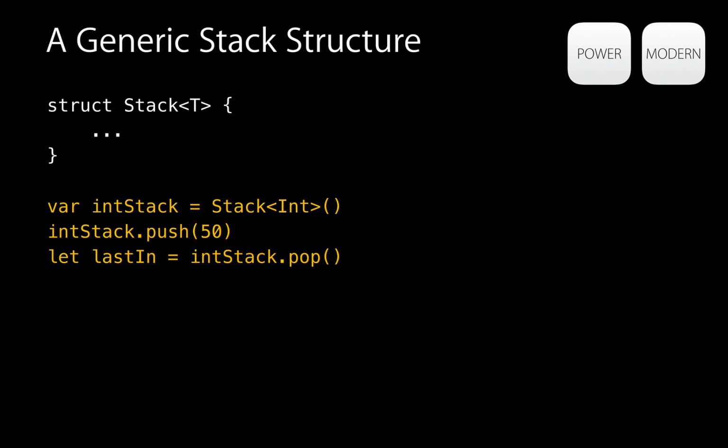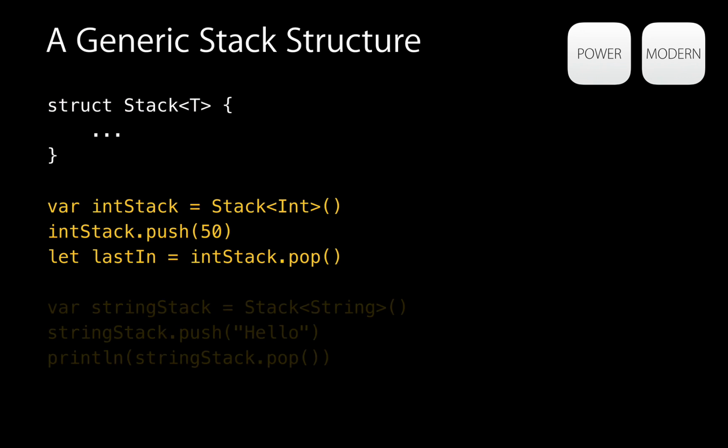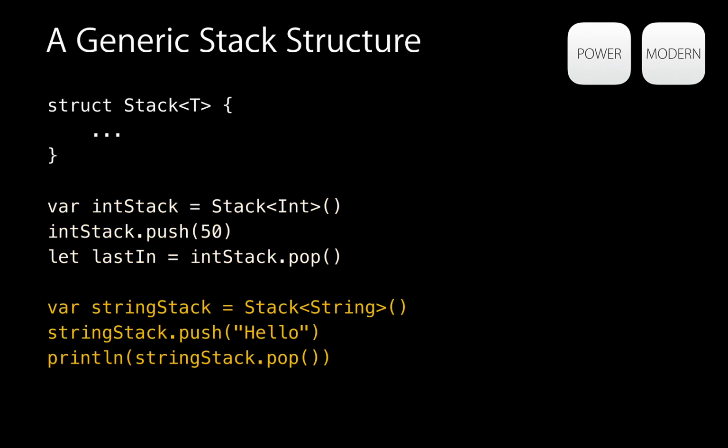We can just say, create a stack of Ints, push on 50. Notice I'm not specifying anything here. The compiler knows that push must take an integer if it's a stack of Ints, so I'm pushing 50 on. I can pop that off, and it knows that last in will be of type Int because that's what I'm dealing with. What about strings? Well, I can use this with a string as well. So now I can create a stack of strings and push on a string. Again, the compiler knows it can only work with a string, and when I pop it off, it knows that I'm returning a string, therefore I can print it.